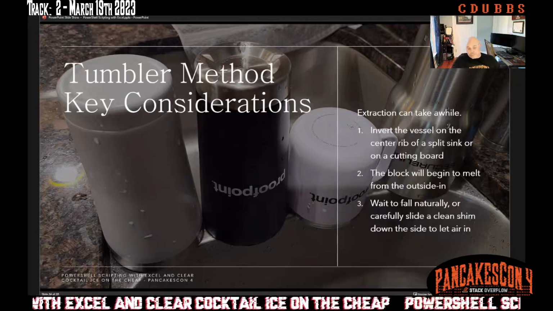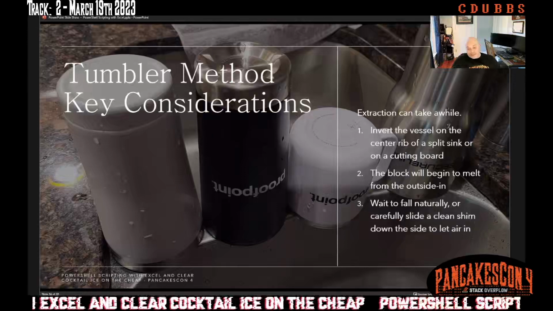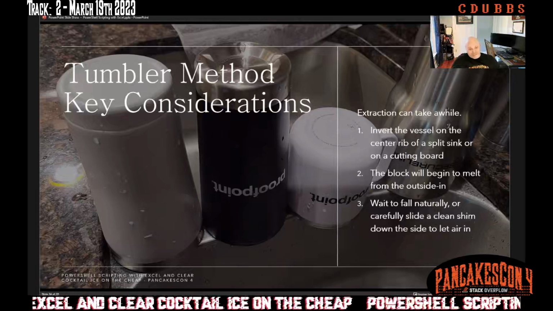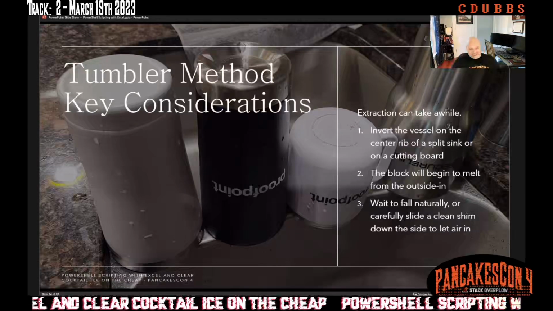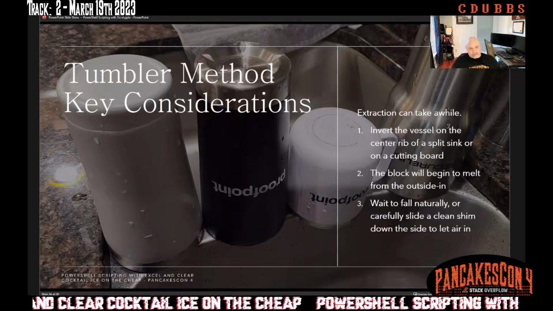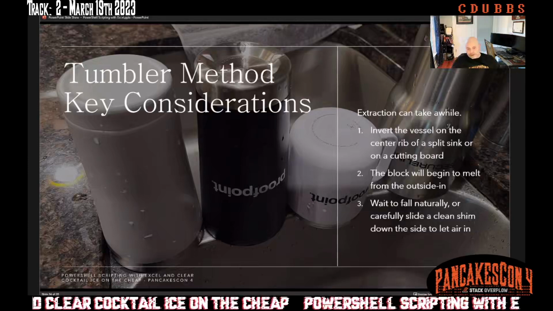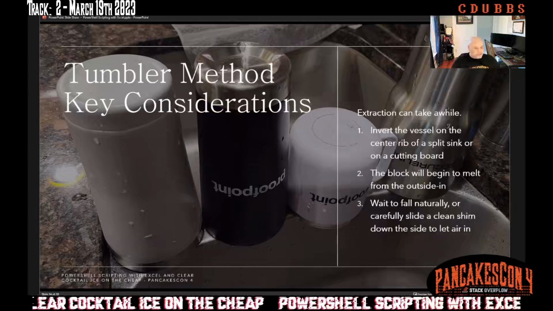After about an hour, it's pretty easy to shim down the side. If you have lockpicks and you've got a clean lockpick that you can make food safe, I'm not necessarily recommending that as an option, but if you can get something down the side of the vessel safely, you can break the seal just enough to let air get up underneath the ice, and then it'll fall out easily. Otherwise, you just wait a little longer.